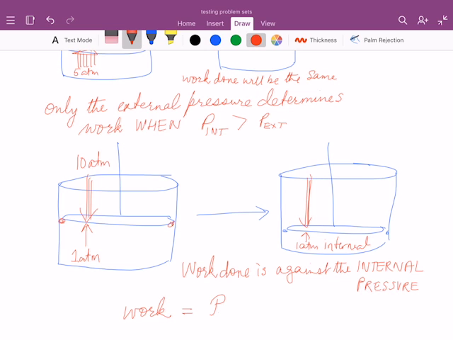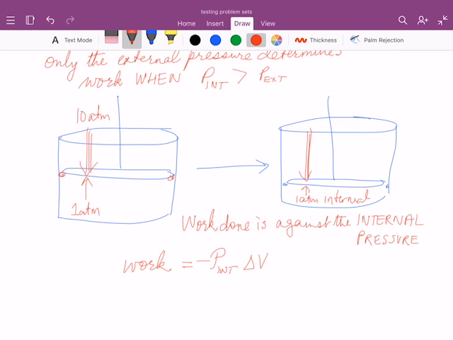P internal delta V. And we'll keep the sign the same because here delta V is a negative quantity and the energy of the system will increase. And the sign on the work will be positive.